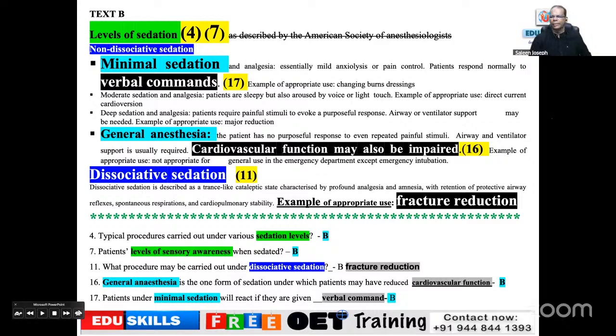Father, someone told me that before reading the passage, you should read the questions first, and then it is easier. No. Firstly, if you read the questions, for example the fourth one, sedation levels, and you don't see the text, you will have to search the whole text. You will start from the beginning, right? So what is the use? That will be an utter waste of time.